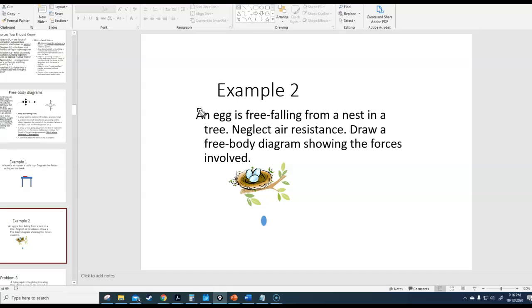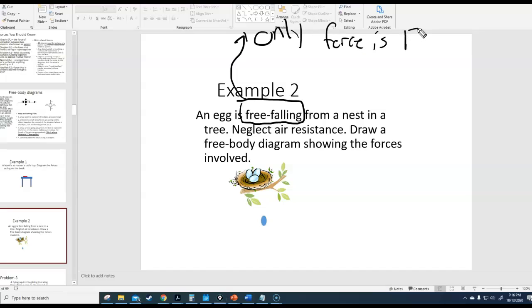An egg is free falling from a nest in a tree. Neglect air resistance. Draw a free body diagram showing the forces involved. Something you need to know. We've actually mentioned the word free fall before, but that's a term that you need to know. Anytime an object is in free fall, that means that the only force is Fg. That's a technical physics term. An object in free fall, by definition, the only force is the force of gravity.